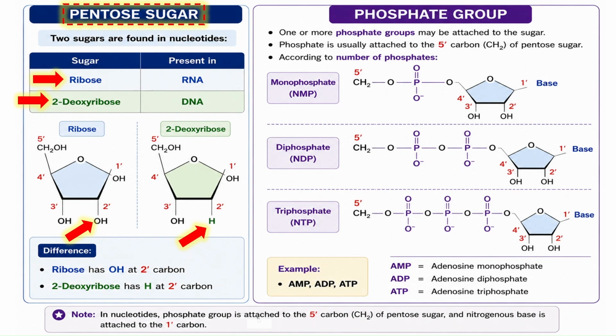Now coming to the phosphate groups. 1 or more phosphate groups may attach to the pentose sugar, usually at the 5' carbon. Depending on the number of phosphate groups, the nucleotides are classified as monophosphates, diphosphates, or triphosphates. The examples include AMP, ADP, and ATP: adenosine monophosphate, adenosine diphosphate, and adenosine triphosphate.